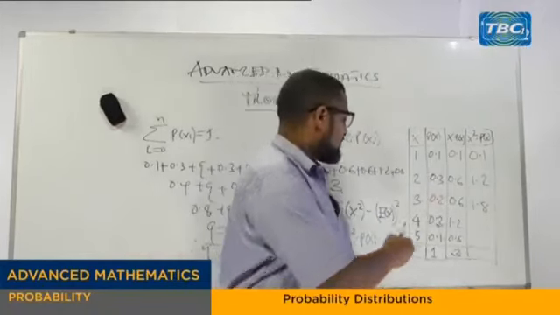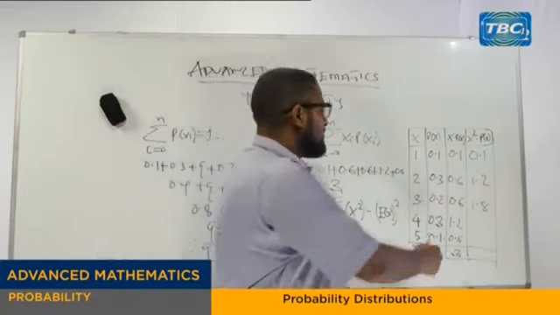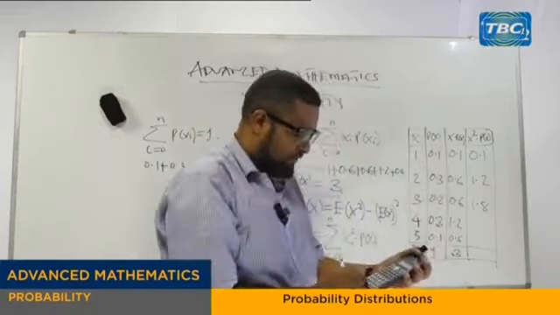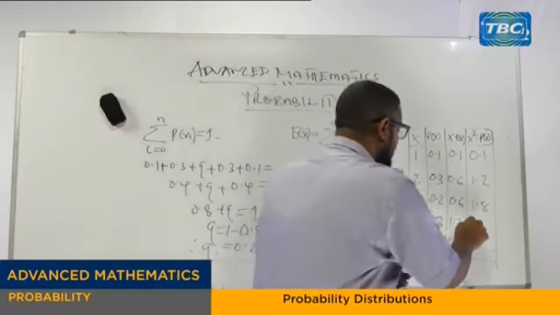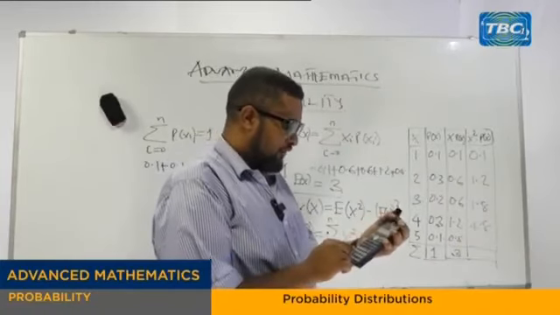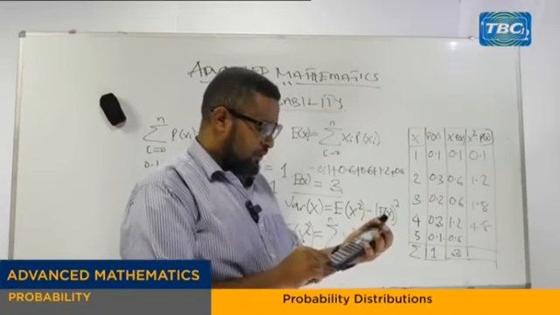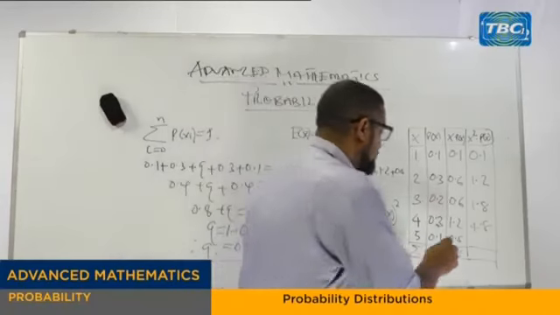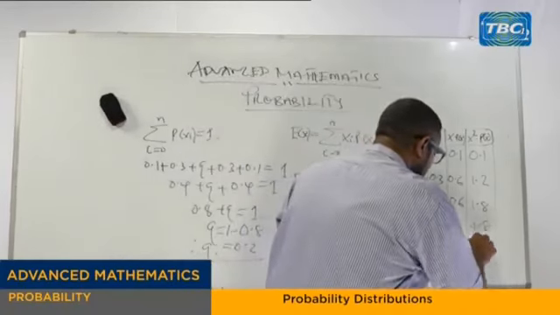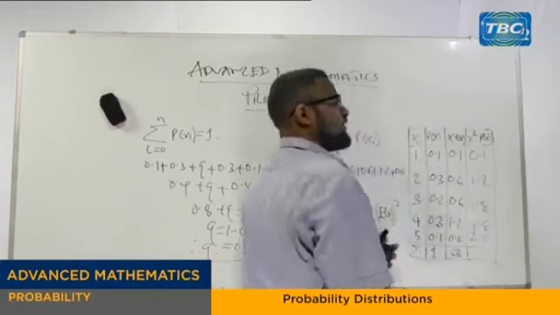Again, when you take 4 squared, you get 16. Then you multiply by its probability, which is 0.3, and you get 4.8. And lastly, you take 5 squared, you'll get 25, times 0.1, you'll get 2.5. Now let's add together.